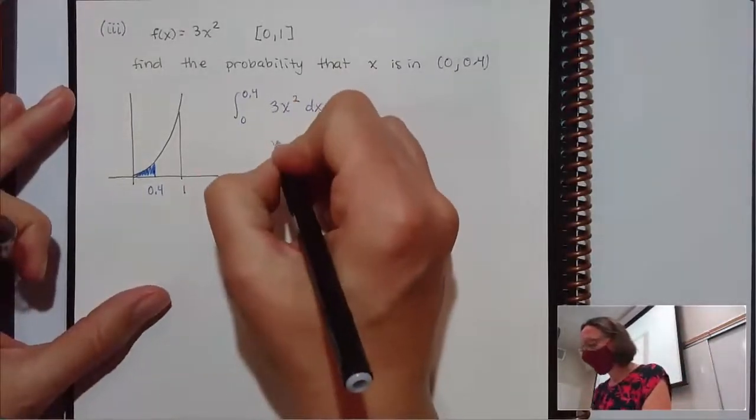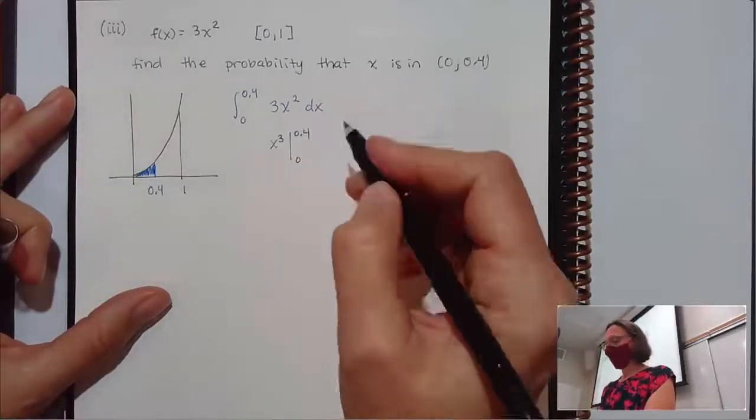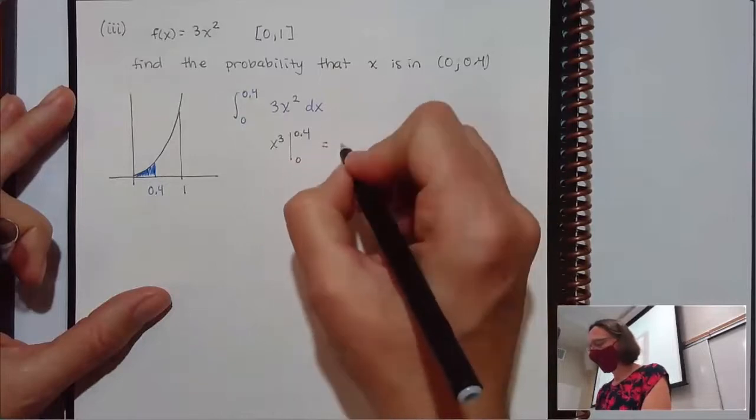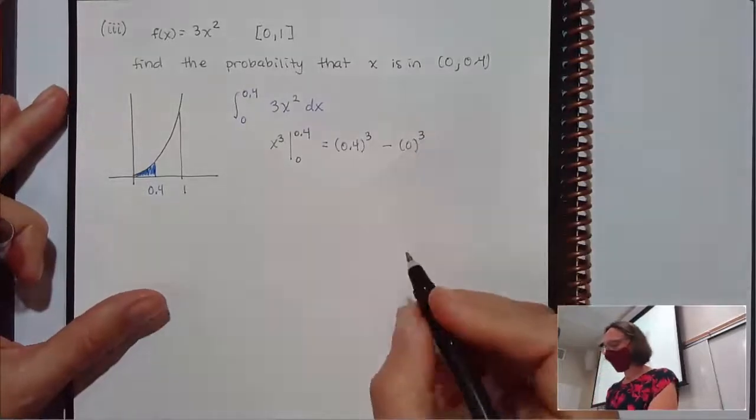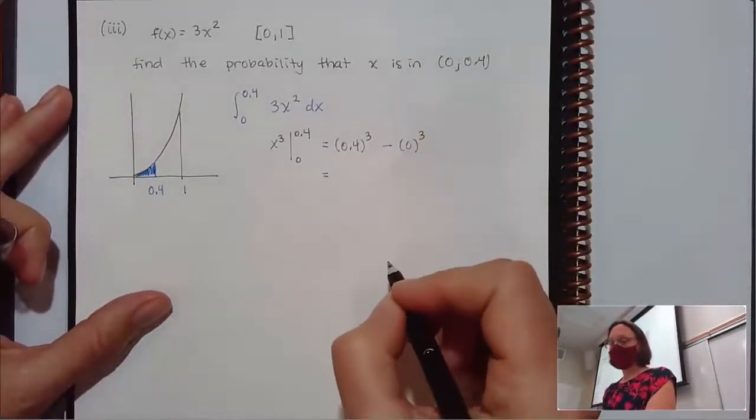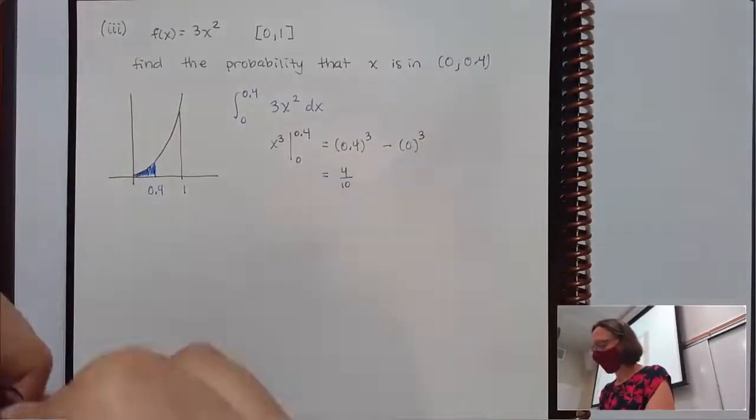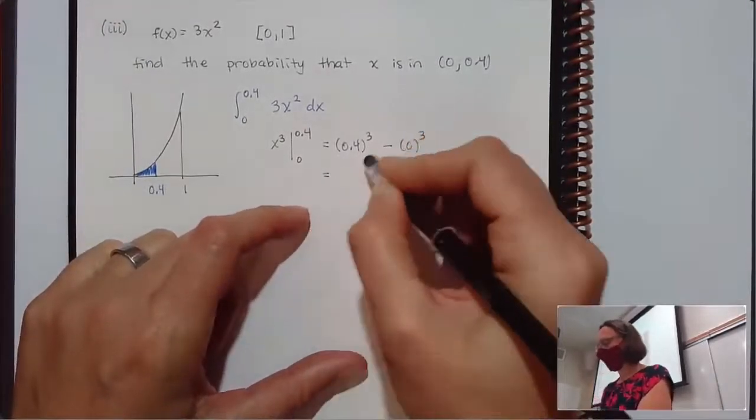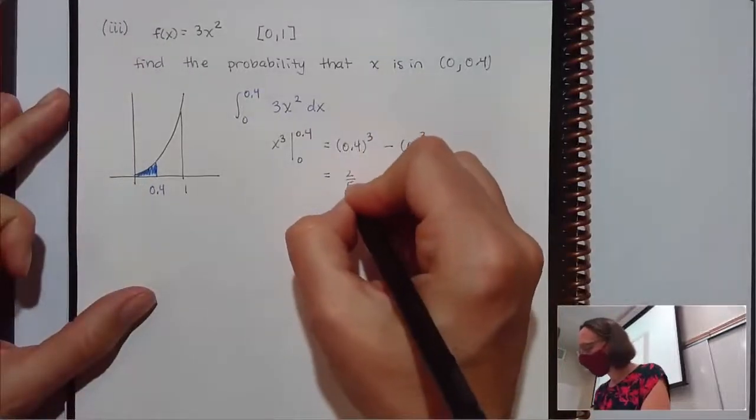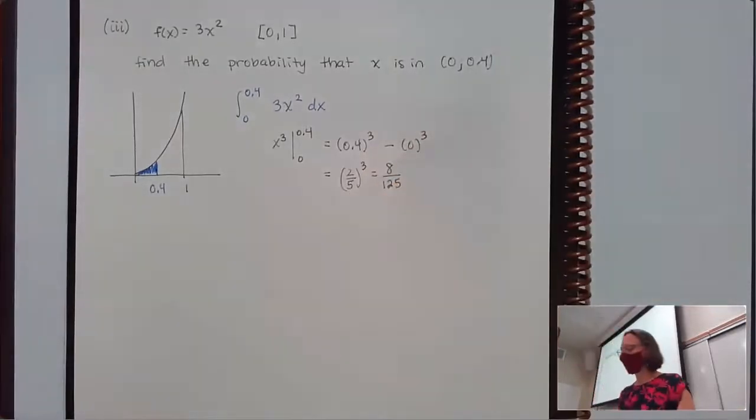If I integrate 3x squared, I get x cubed. And I'm evaluating that from 0 to 0.4. So I'd have 0.4 cubed minus 0 cubed. My brain doesn't work well in decimals, so I'm going to write that as 2/5, because that, I think I can manage to cube. So I would get 8 over 125. That's a pretty low probability, by the way.